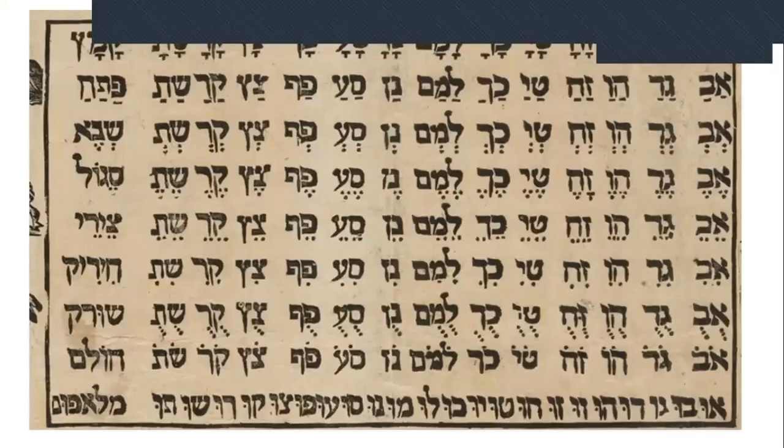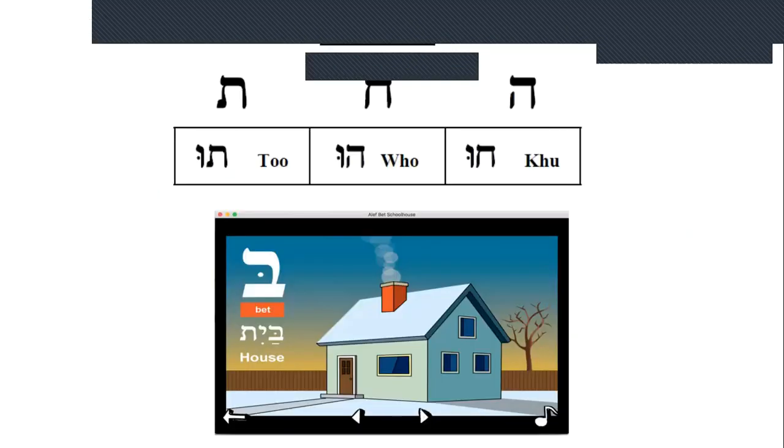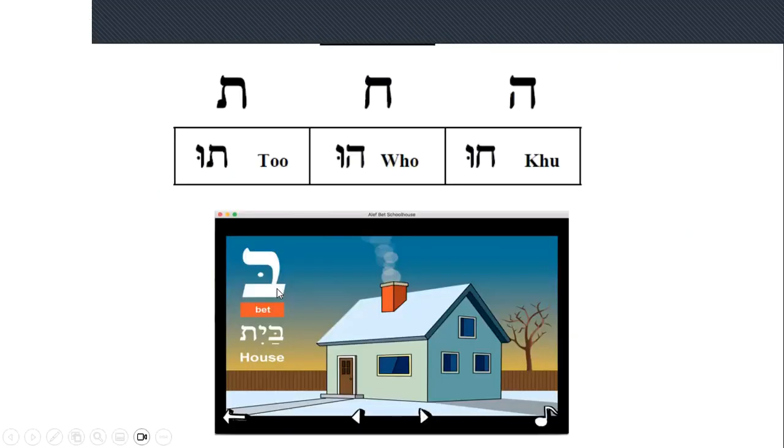So I want to show you that bet one more time. That bet that we saw is actually used for interpretation. See here the bet for the bayit, the house. You can even see how a bet, if you turned it sideways, would look a bit like a house.